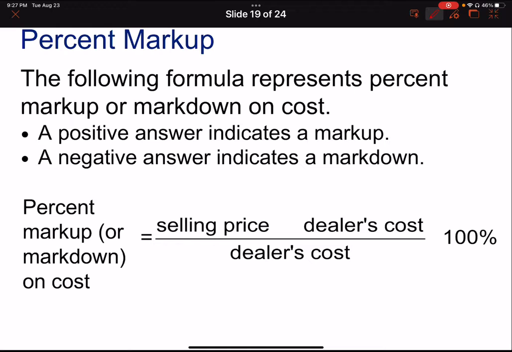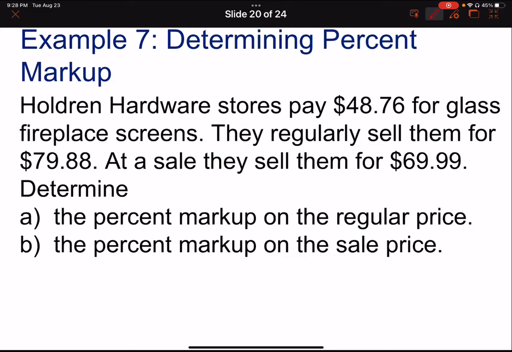Okay, markup, markdown. Typically, a seller will mark up a commodity to sell it, right? But sometimes they mark it down because it doesn't get sold. They need to sell it quickly, so they mark down the price. The markup or markdown always equals the selling price minus the cost, divided by the cost, and then convert it to percent. Converting to percent means times 100%. 100% is 1. Don't forget that. Nothing changes by multiplying by 1. So it's markup or markdown.